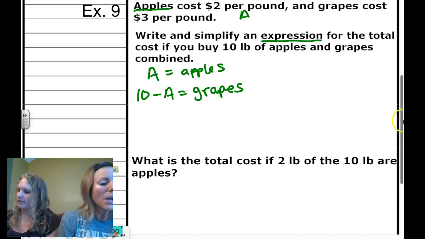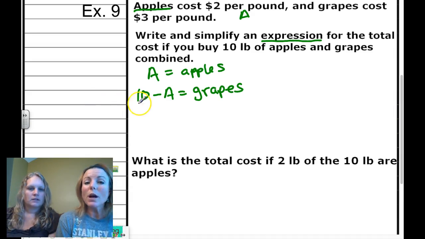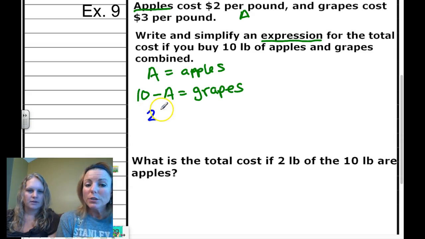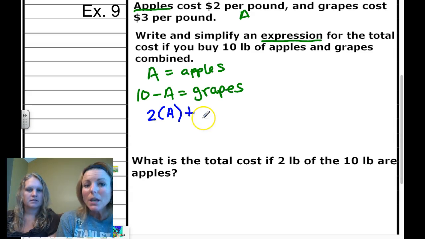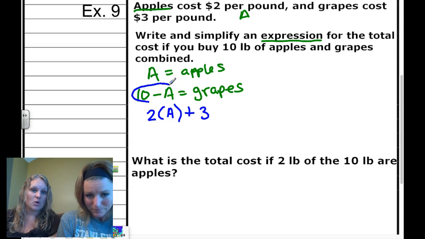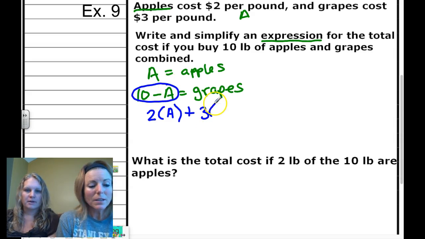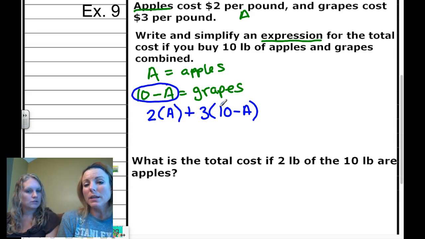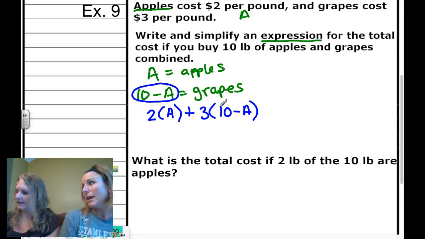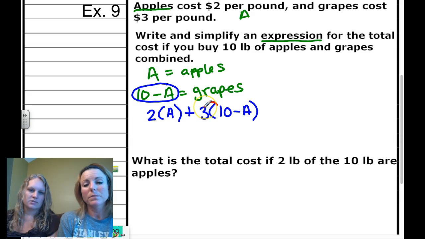Now we're going to write an expression. Apples cost $2 per pound, so $2 times A for apples, plus $3 for grapes times, and we said the grapes is this whole thing, so I'm going to put parentheses 10 minus A. Now, we could be done, but we said simplify, so we have to keep going. We can distribute.